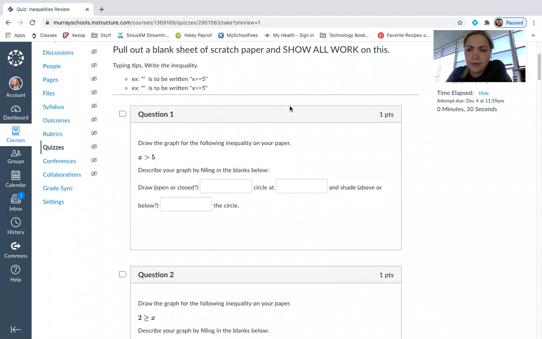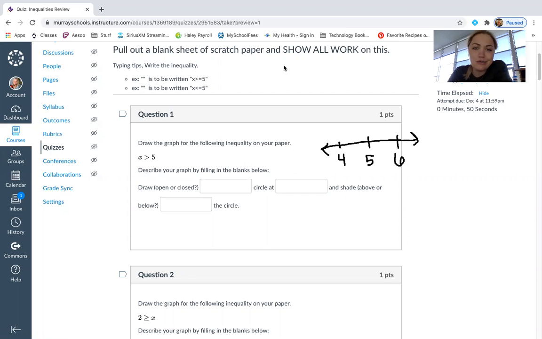All right, 8th graders, let's do a couple of these problems together to get you started on this homework. Looking at number 1, it says draw the graph for the following inequality on your paper. So I'm going to draw a really straight line there. I know that the number I'm looking at is x is greater than 5. So I'm going to put 5 in the center. I know that 6 is a number above 5 and 4 is the number below 5.